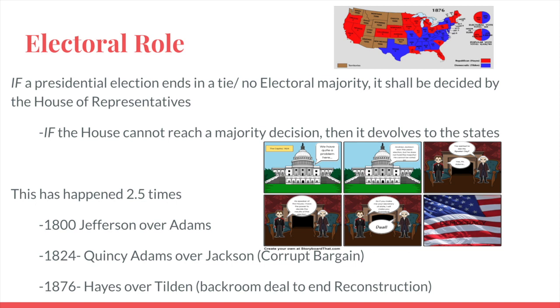I know I'm beating a dead horse here. I think we've done this 3 times this year already, but Congress also plays a role in presidential elections. If a presidential election ends in a tie or nobody gets 270 electoral votes, then the House of Representatives decides. If the House can't reach the decision, then it devolves to the states. It's never devolved to the states. We had the corrupt bargain in 1824. We had the backroom deal that let Rutherford B. Hayes be president in 1876. All of this means that Congress makes the final call. If the electors can't do it, then Congress votes on it.